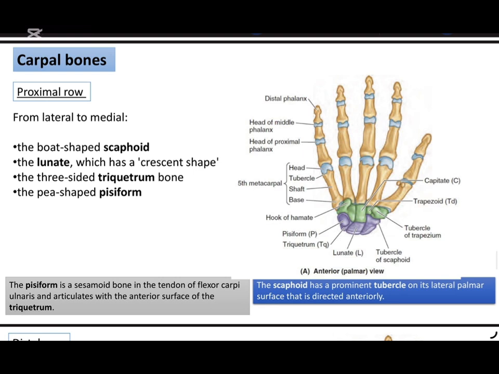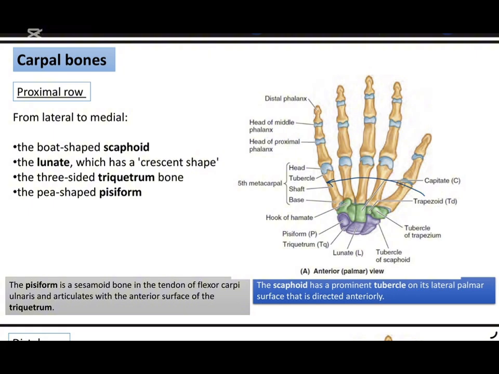اتفقنا they are 8 bones, each 4 of them located at one row. So I have 2 rows, the proximal row and the distal row. I call them usually from lateral to medial. How do I realize this is lateral? Its thumb diamond located lateral في anatomical position. So this is the proximal bone. We said we have 4 bones. Let's have a look at them.